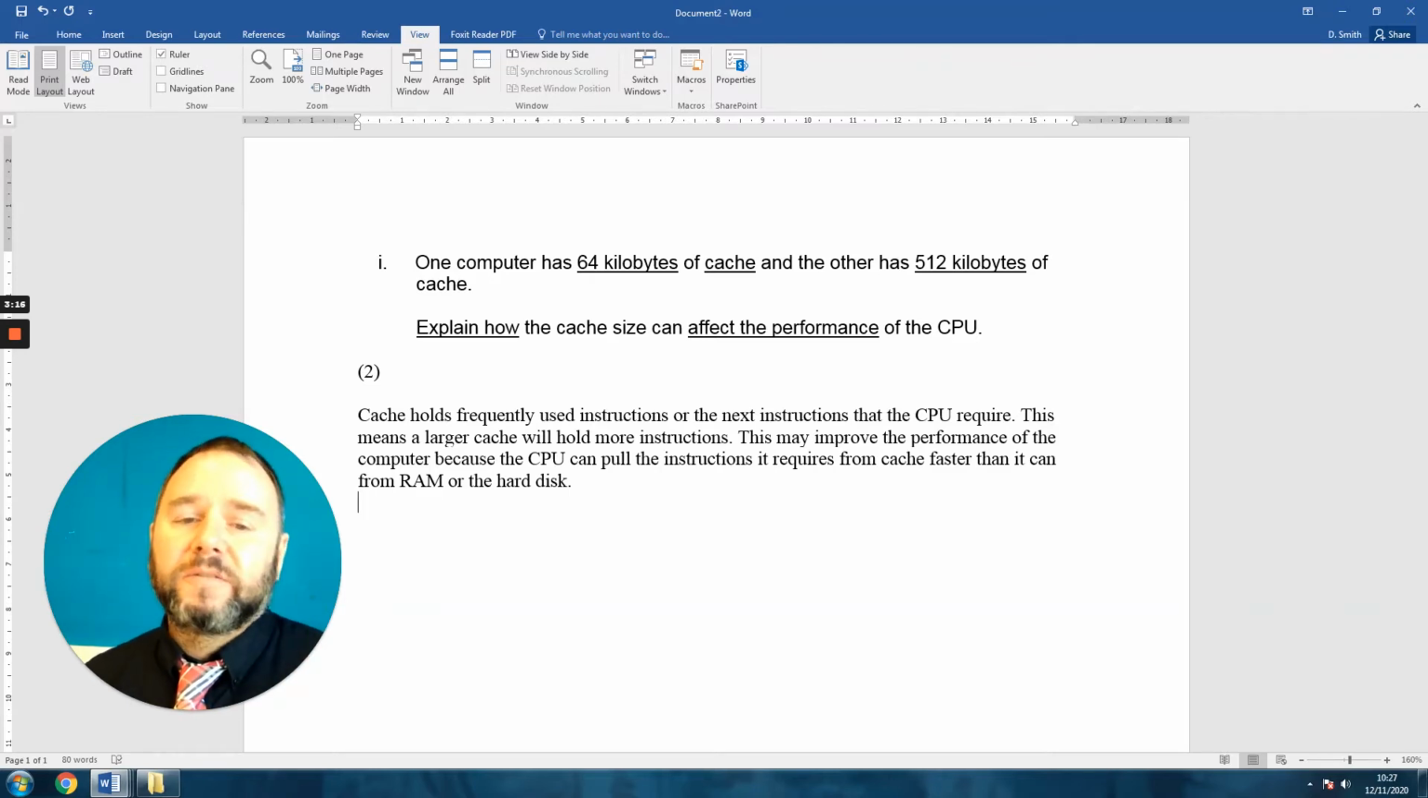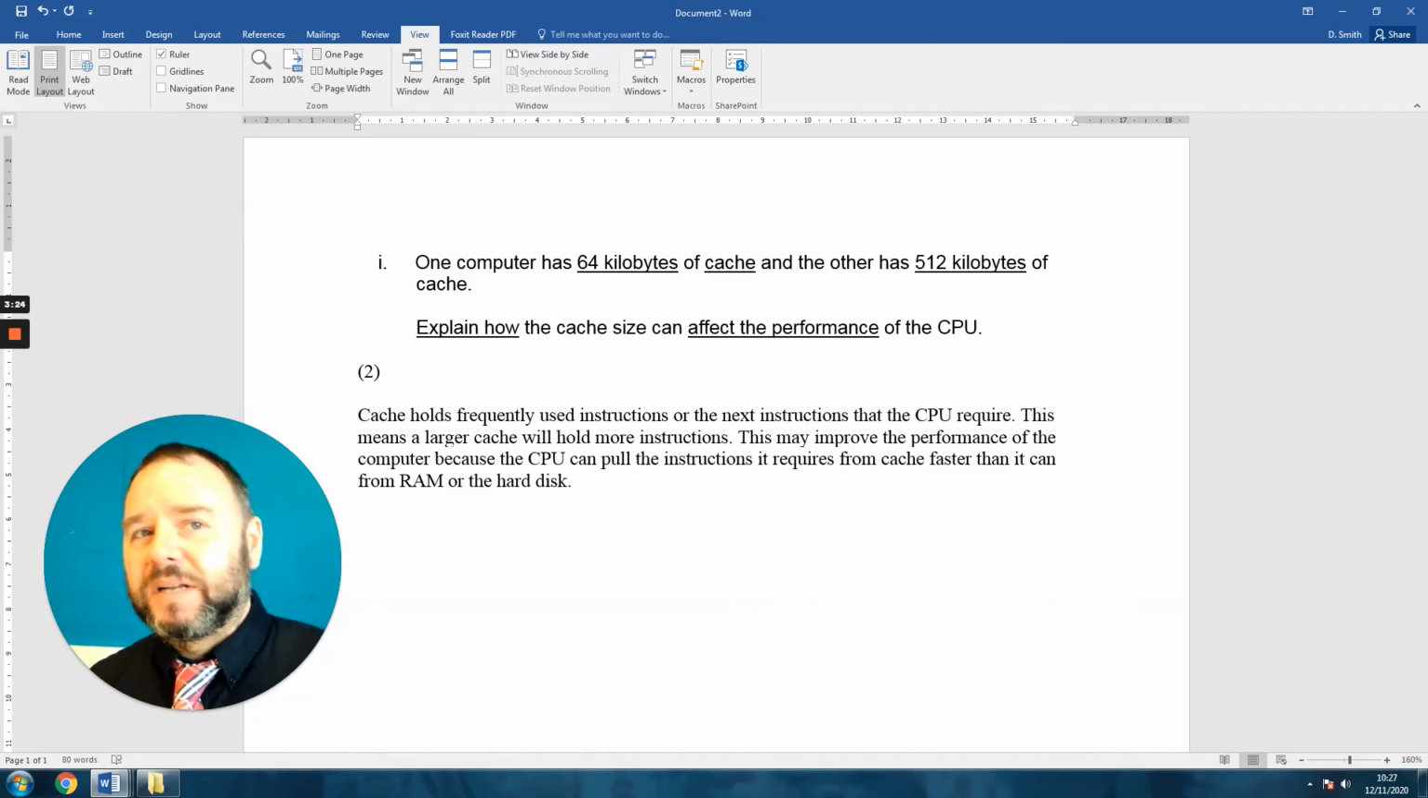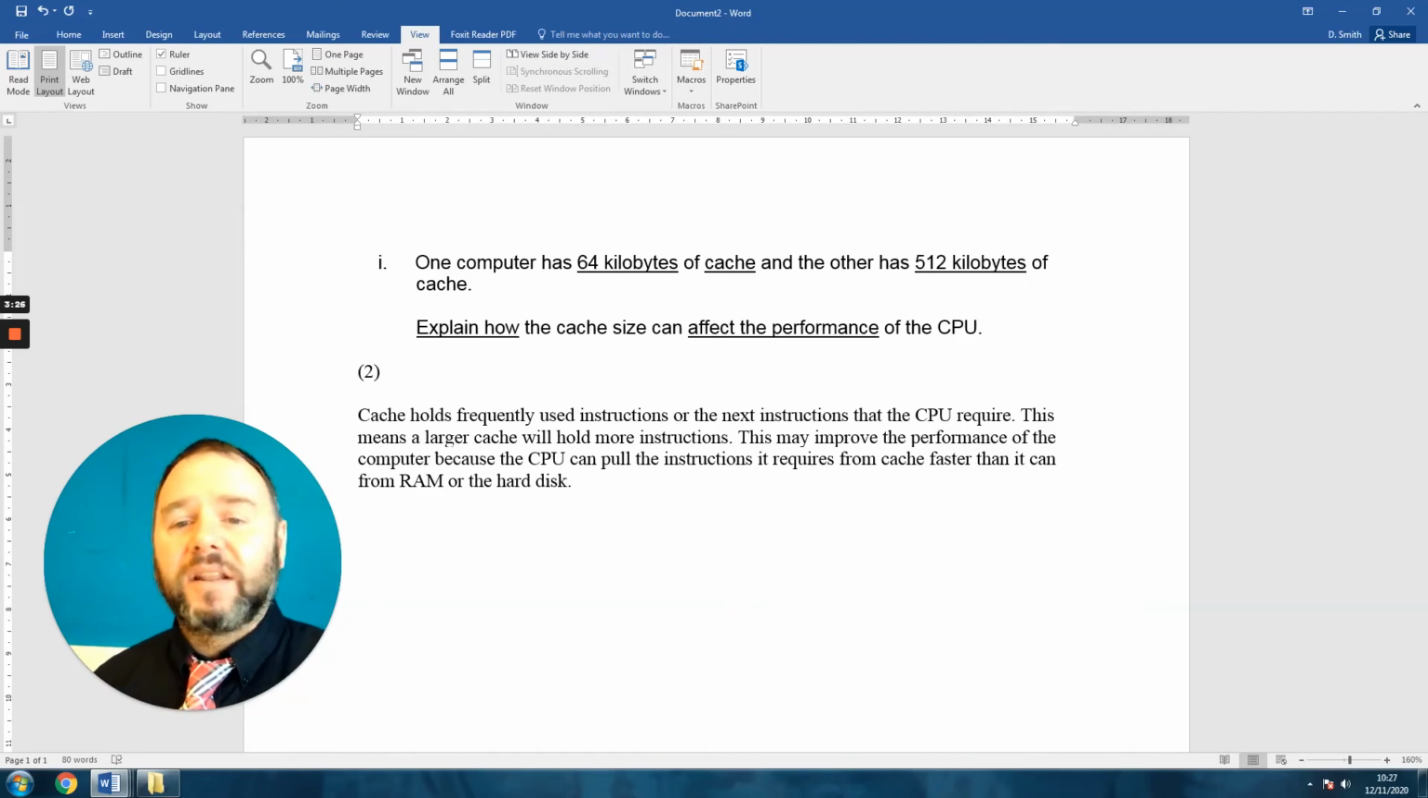So having a really, really large cache is detrimental, and you'd pick up marks for saying that as well. But that's your main answer right there.